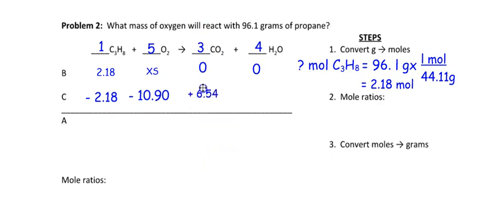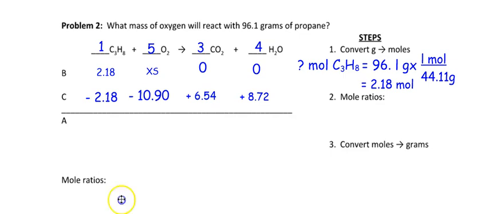Did you get 6.54? And what about the water? What did you get for that? I hope you got 8.72 because that's what I got. And so notice I am subtracting out from my reactants. I'm adding my products. Why? Because as a reaction is going on, I'm losing my reactants. As the reaction goes on, I'm gaining more and more products.